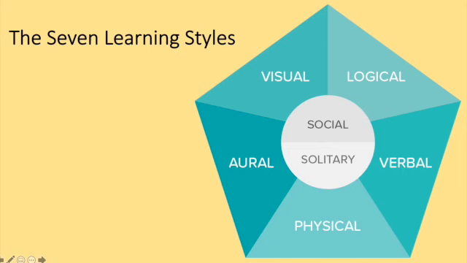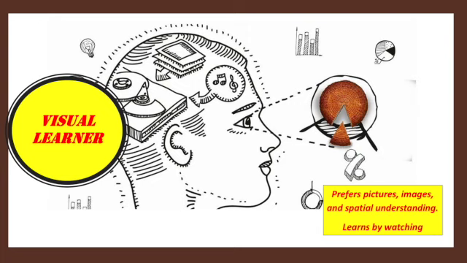There has been much study done into how people learn, and it has been synthesized into 7 different styles: visual, oral, verbal, physical, logical, social, and solitary. Let's now look at these 7 styles. The first one is the visual learner. The visual learner prefers pictures, images, and spatial understanding. Visual learners learn by watching.